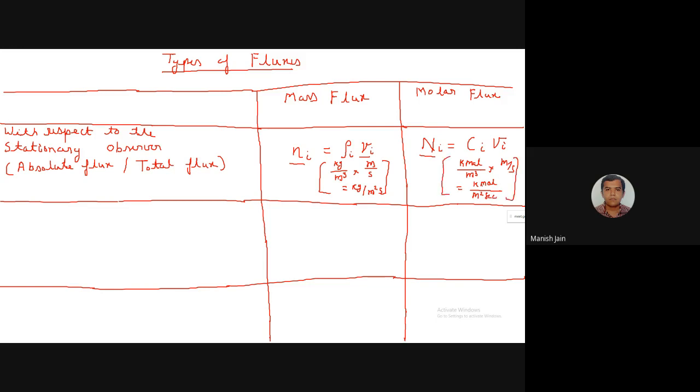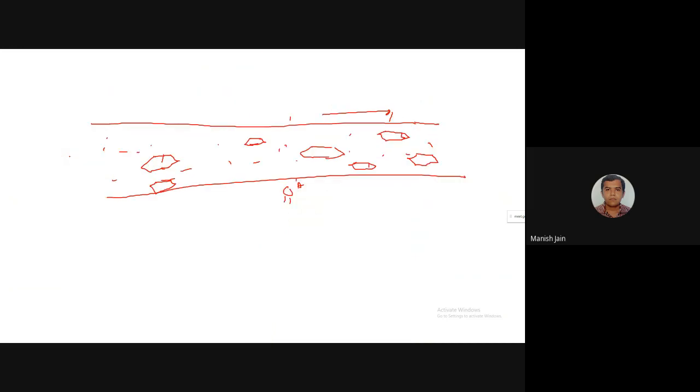So this is the molar flux. Now, similarly, you can calculate the relative flux. There are also two types of relative flux: when you are moving with the mass average velocity of the system, and when you are moving with the molar average velocity. So how to define the relative fluxes?